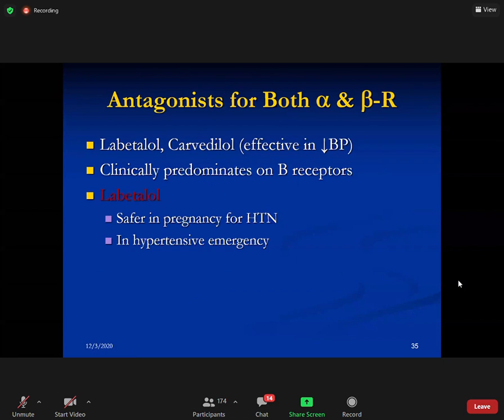Now, the antagonist for both alpha and beta, labetalol, I put it in red, and it's very important. Labetalol is effective in decreasing blood pressure, and clinically the beta effect predominates. So you have alpha and beta, but the predominant is what? The beta. And you will hear it in OB-GYN, that this medication is used, safer in pregnancy for hypertension or in hypertensive emergency.